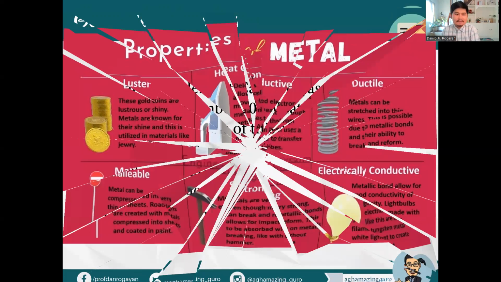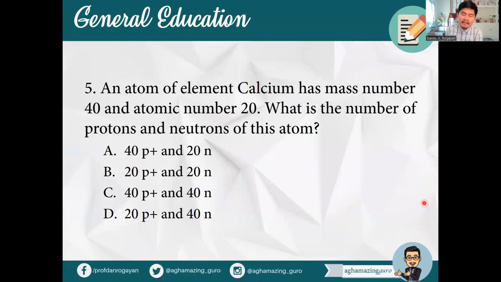Okay? Next, number 5, an atom of element calcium has mass number of 40 and atomic number of 20. What is the number of protons and neutrons of this atom? So this is more of your subatomic particles, right? Letter A, 40 protons and 20 neutrons. B, 20 protons and 20 neutrons. C, 40 protons and 40 neutrons. D, 20 protons and 40 neutrons.